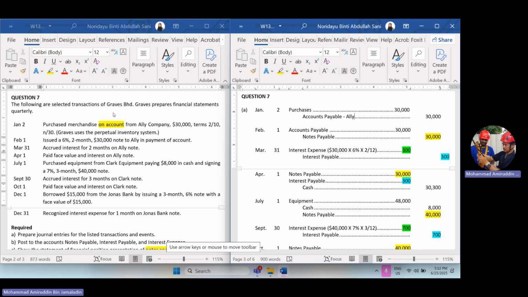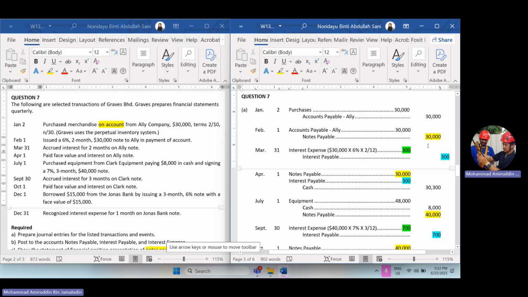Next. Issued a 6% 2-month 30,000 note to Ali in payment of account. You purchased from Ali on 2nd January. On 1st February, you decide you want to issue a note. What note? Notes payable. Perfect. So I will debit accounts payable Ali, the same amount, and then I will credit notes payable. We just interchange it.